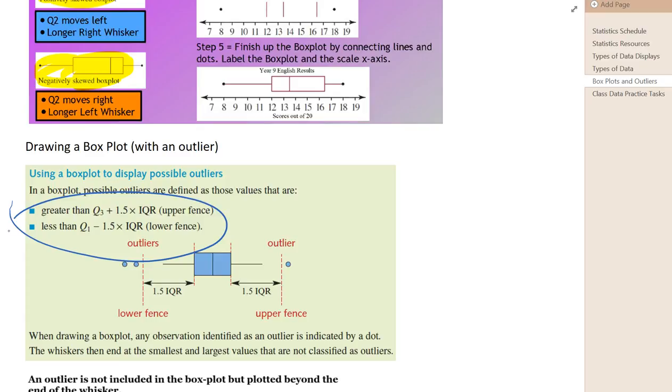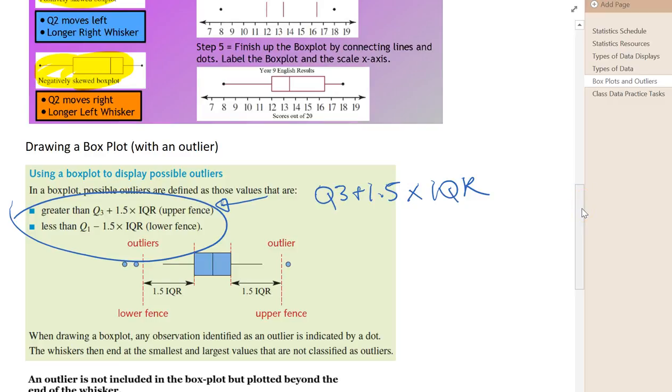So our first test is we'll do the greater than. So if a number is greater than the number that we get from this formula, we consider it to be an outlier. So Q3 plus 1.5 times IQR.